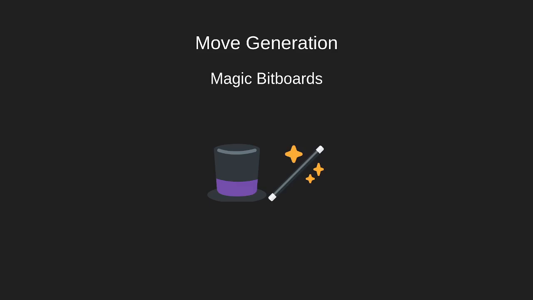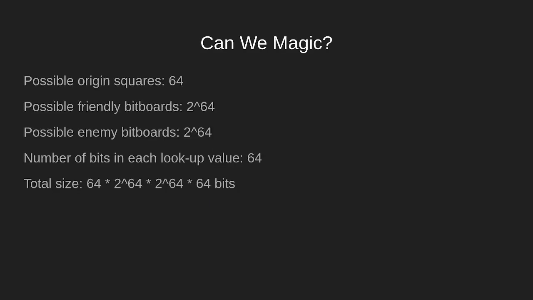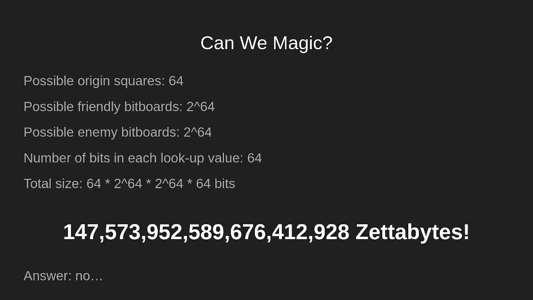Through the work of many people smarter than the author of this video, you can actually return a sliding piece's destination squares with a single lookup operation through the use of something called magic bitboards. A single lookup for every combination of origin square, friendly square, and enemy square input? If we were to have a single lookup table for every possible combination of these inputs, we would end up with astronomically large tables, taking up quintillions of zettabytes in space. In comparison, the total of both the knight and king lookup tables require a total of 1 kilobyte of space. Luckily, there are many strategies in our tool belt we can use to optimize the space we require for our lookup table.